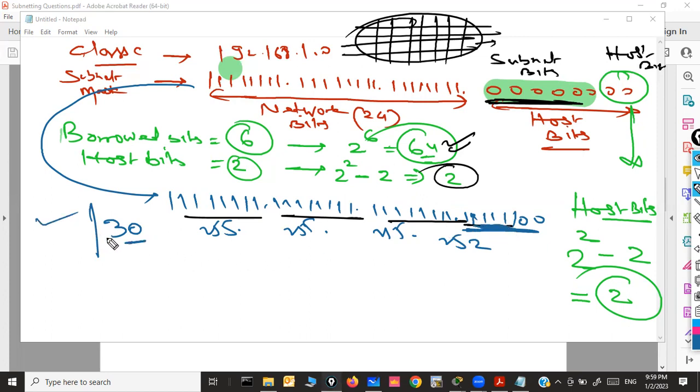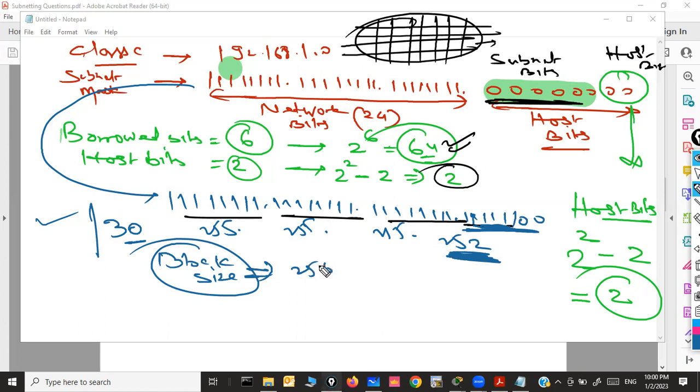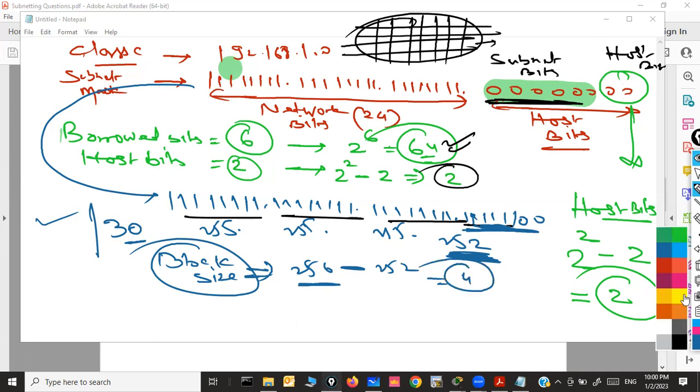We got the answer. But if we have to do the computation further, the next step is finding the block size, the magic number, right? For that, whatever value comes here needs to be subtracted from 256. So what is the block size? 4. So then I will write down the network address, subnet, and everything like this.